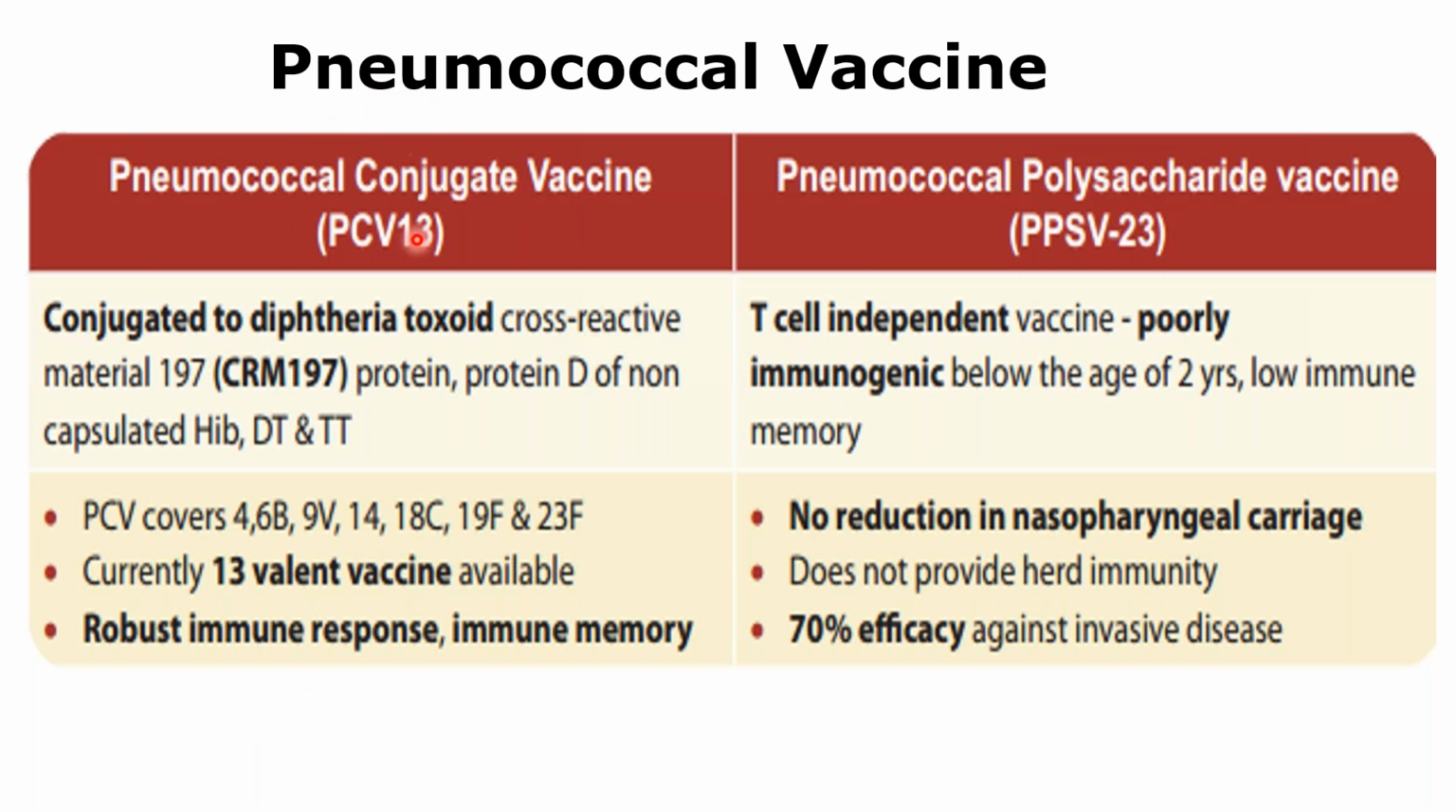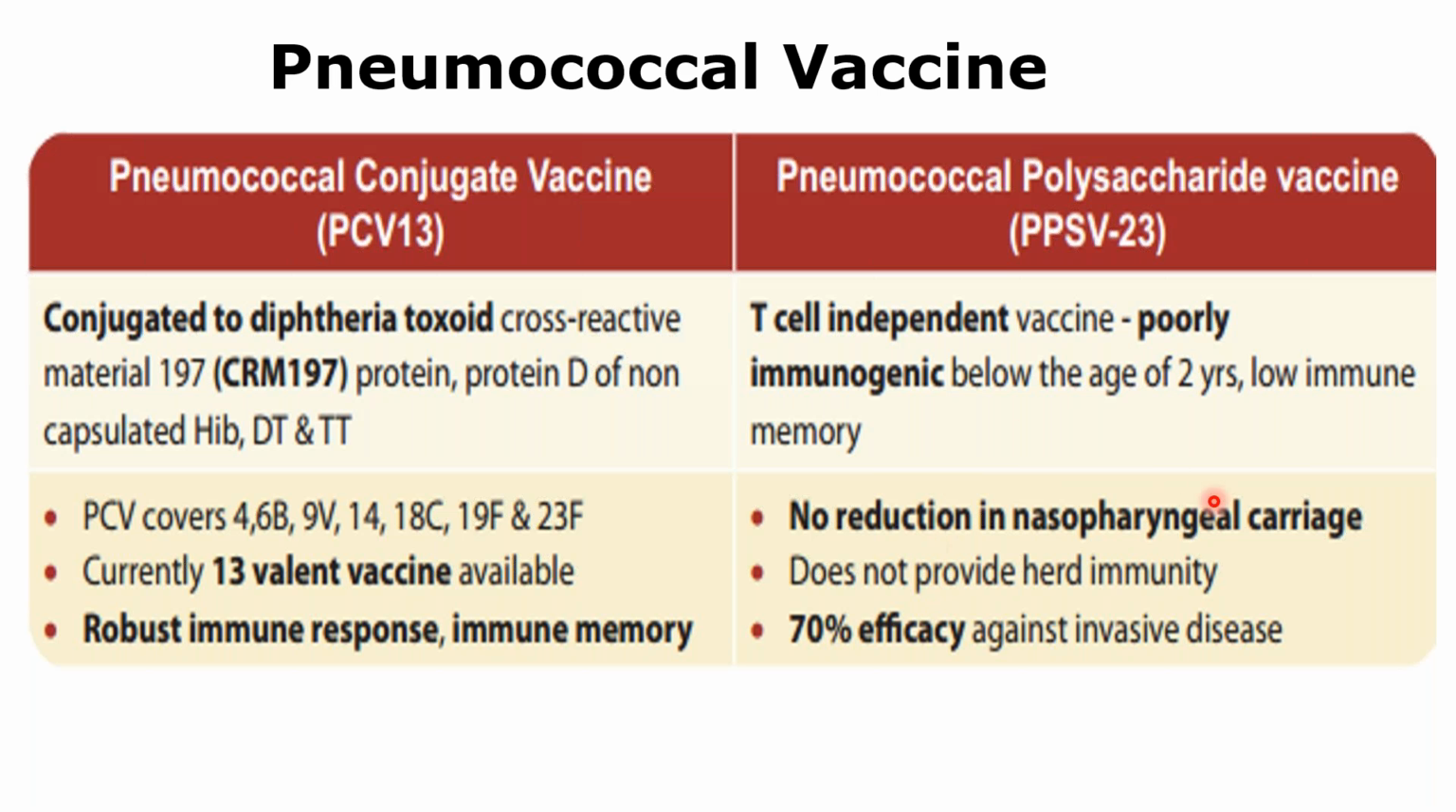And this, being a conjugate vaccine, can be given even at less than 2 years of age, and it produces a robust immune response as well as immune memory. On the other hand, the pneumococcal polysaccharide vaccine, even though it gives protection against 23 strains of pneumococcus, is a T-cell independent vaccine, and it is poorly immunogenic below 2 years of age. So you can only give it in high-risk individuals beyond 2 years of age. And it also has low immune memory.